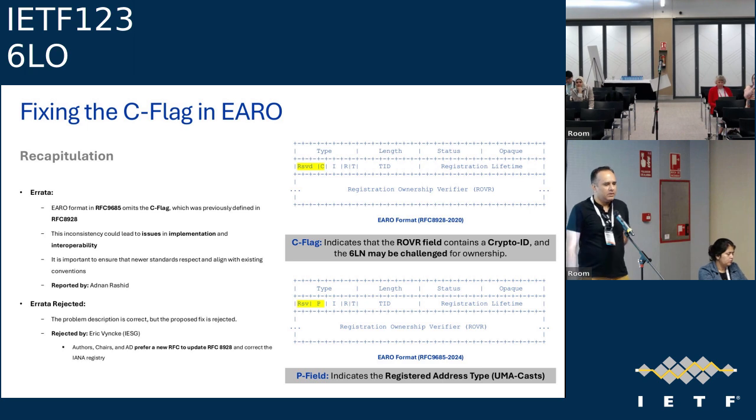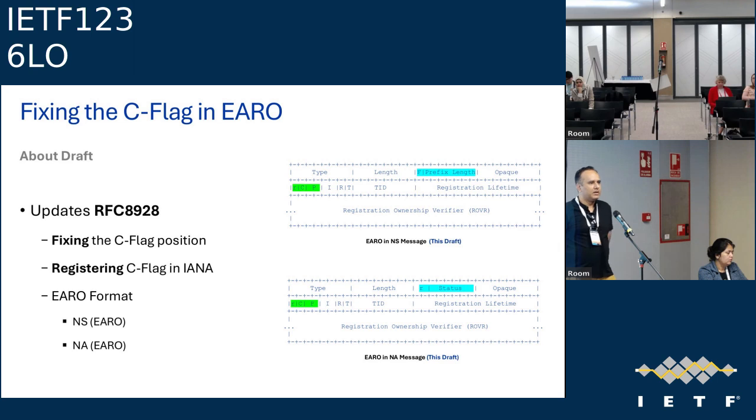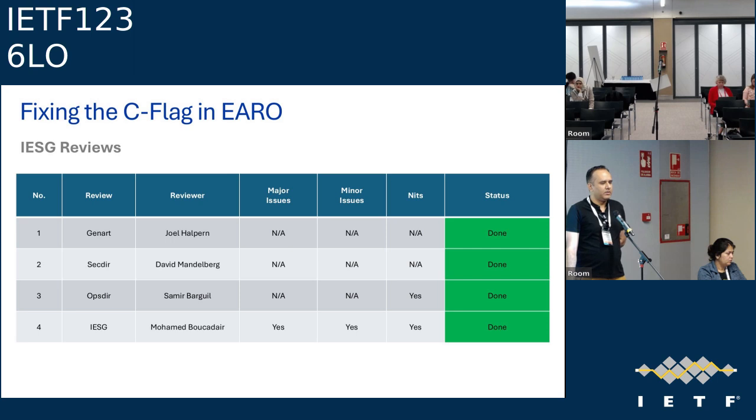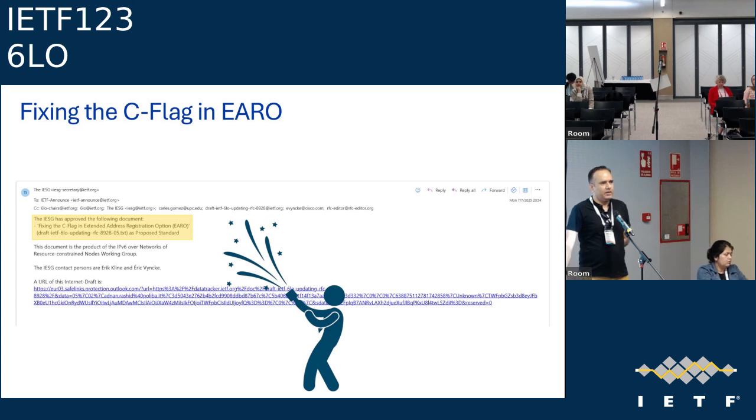So I worked on this RFC. And what is this draft about? It's very simple. We just fix those bits and request that IANA please fix this. Also in this draft, we made the structure of the EARO when it comes with the neighbor advertisement message. So we received some reviews from some people, and all the reviews are done. Right now this draft is in the publishing queue. And finally, we received this email that it is approved and it will be published soon.